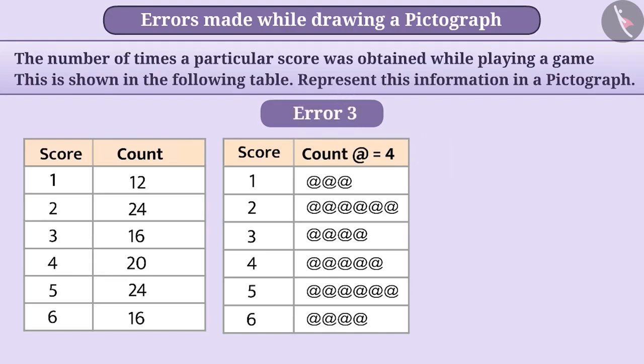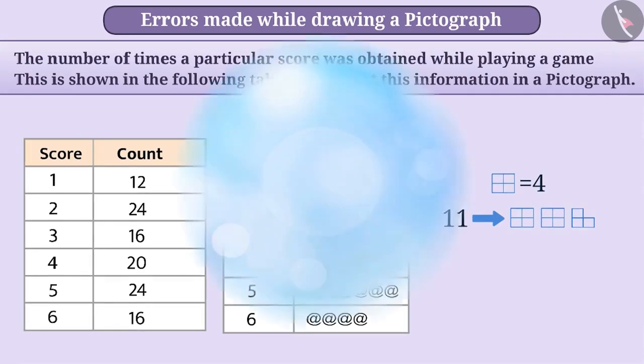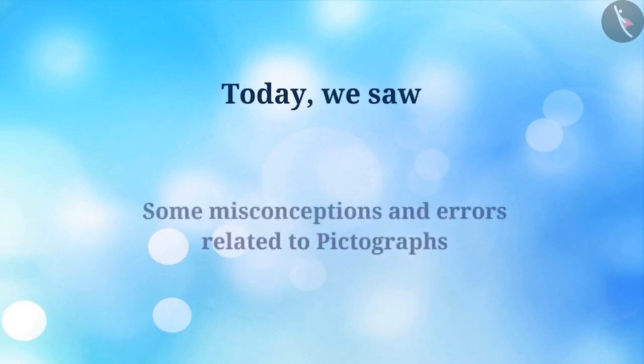Error 3. Here, all the numbers are multiples of 4. Suppose we use this symbol. Think we had to represent 11, then we would have difficulty in representing 11 correctly with this symbol. So, we should always use simple symbols. For example, if we use this symbol, then we can easily represent 11 in this way. Today we saw some misconceptions and errors.